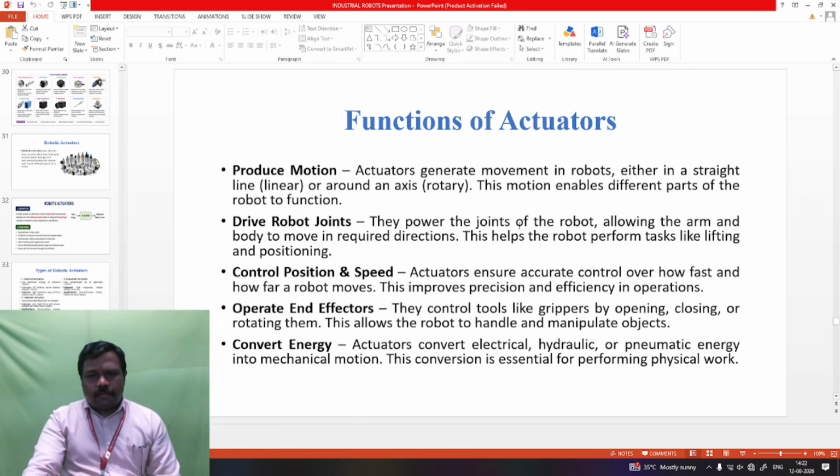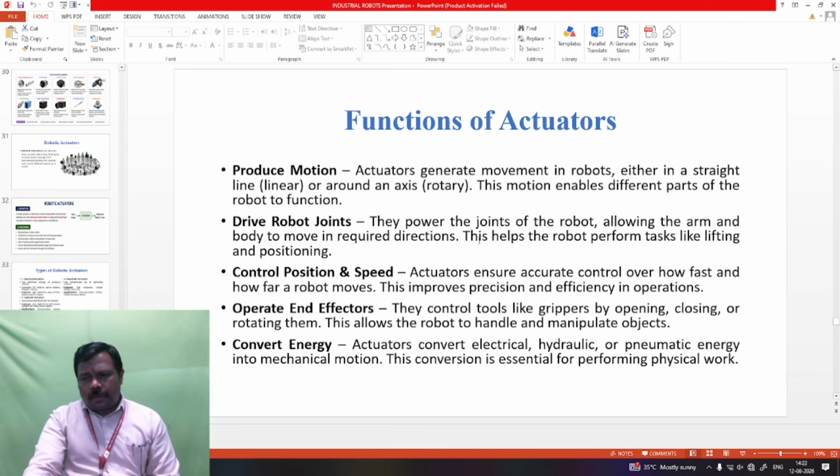Then the functions of actuators. First one, produce motion. Actuators generate movement in a robot, either in a straight line or around an axis. The motion enables different parts of the robot to function. Then drive robot joints. They power the joints of the robot, allowing the arm and body to move in the required direction.